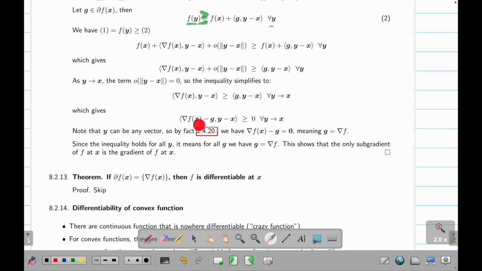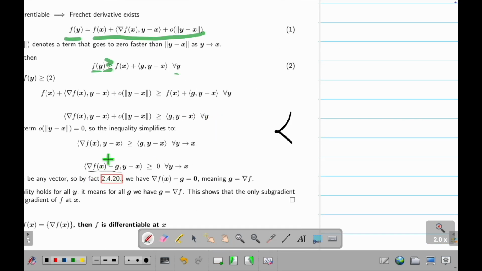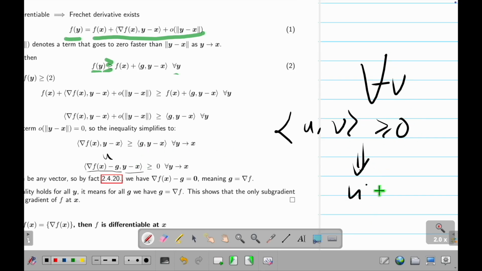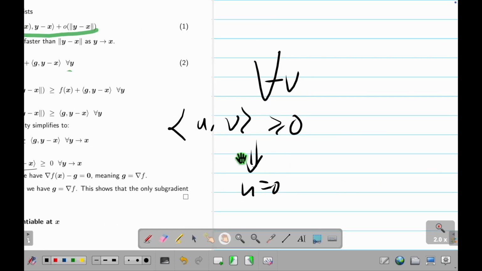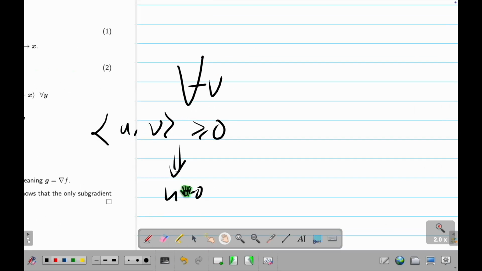That means I have a funny thing. This thing I call u. This thing I call v. I have this for all v. This is important. This implies u is 0. Okay, it's a fact. Why? Because this is for all v. If some part of u is positive, I can make a v that part is negative, so let's talk about it.